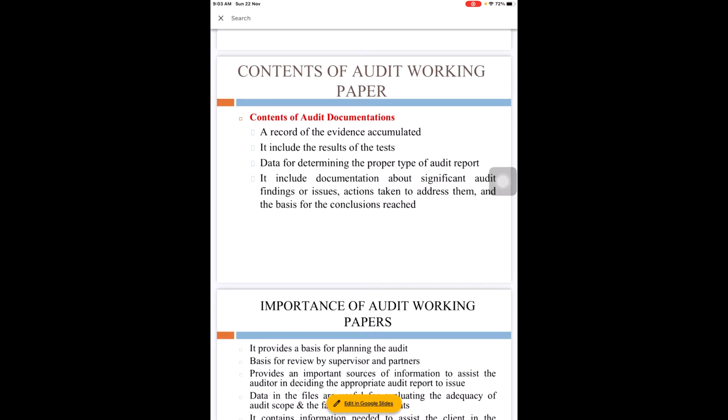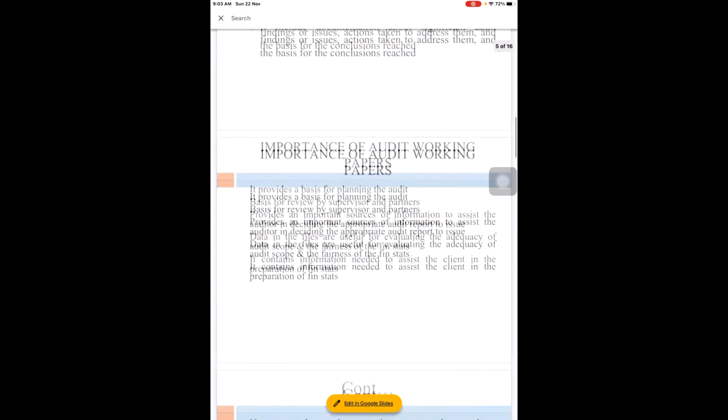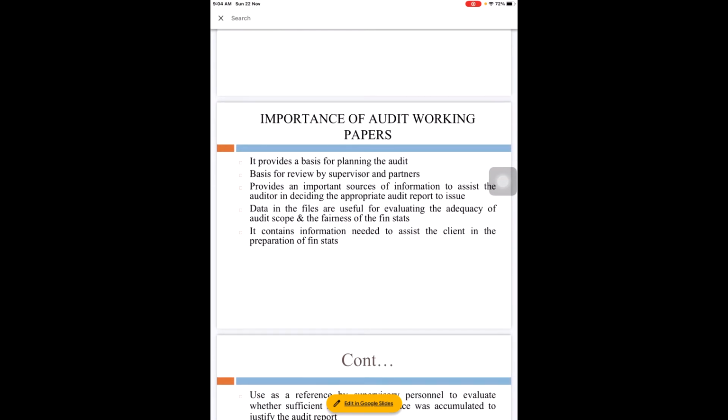And then data for determining the proper type of audit report. It means that the conclusion that you come up with for the audit report also has to be stated in the working paper. And then it also includes documentation about significant audit findings or issues, the action taken, how you solved the problem, and the basis for the conclusion reached. And then the next one will be the importance of audit working papers.